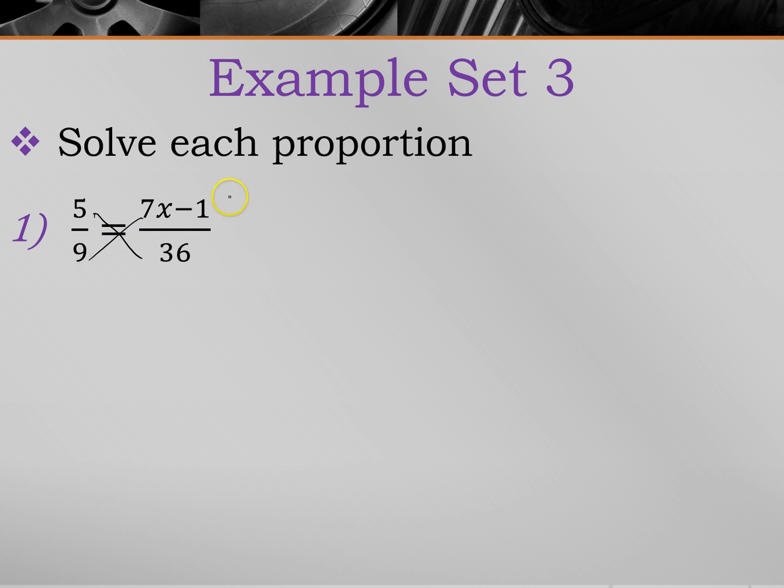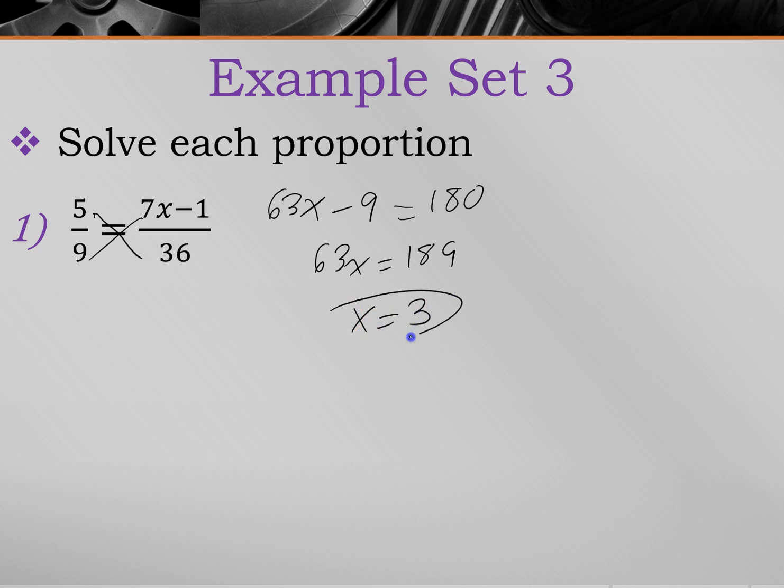So cross-multiplying, 9 times 7 is 63x. 9 times negative 1 is negative 9. Equals 5 times 36 is 180. So in order to solve, we have to add 9 to both sides. So 63x equals 189. We then divide by the 63, and x equals 3. It doesn't have to be a whole number. It doesn't have to be positive either. If you get decimals, you get negatives, totally fine.